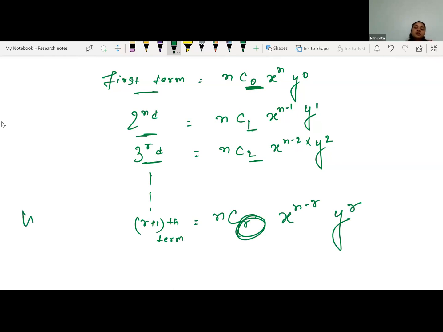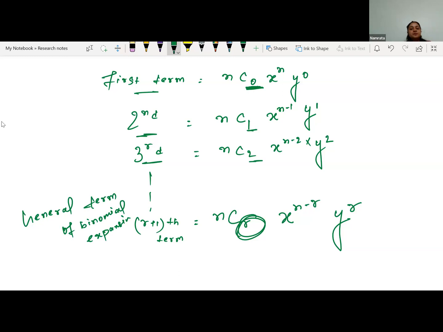This is the general term of the binomial expansion. That is, the (r+1)th term will be nCr x to the power n minus r, y to the power r. The powers of x and y we will get, but for the coefficient, the confusion was whether it would be nC(r+1) or nCr, which we have simplified over here.